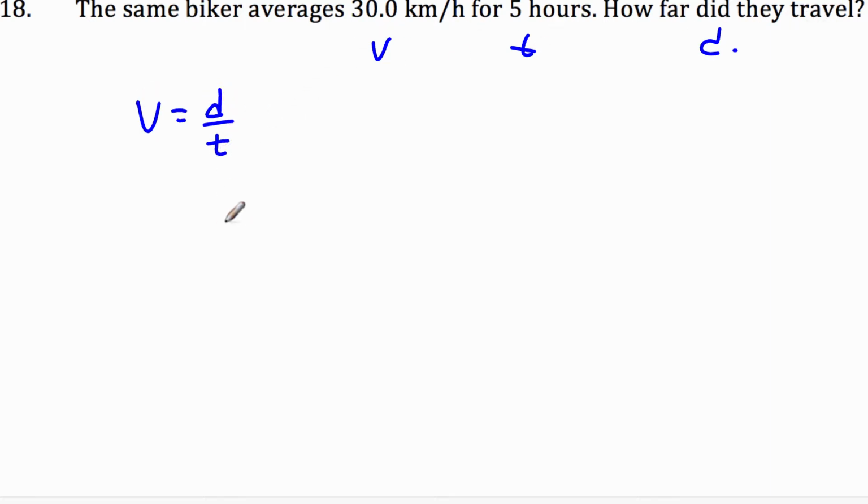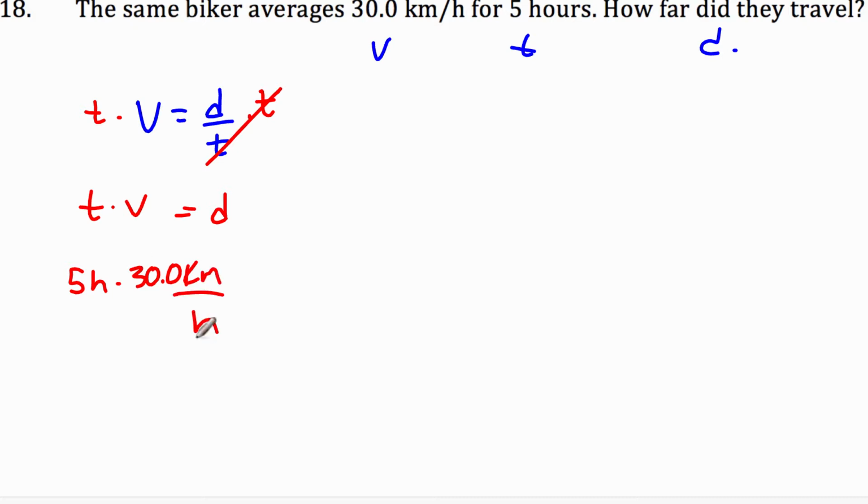So I don't want this t there. So I'm going to times this side by a t. If I do it there, I have to times it over there. T's cancel, leaving me with d is equal to velocity times time, or tV. Okay, the time is 5 hours, times the velocity is 30.0 kilometers per hour. The hours cancel, so I just have to go 5 times 30. That would be 150 kilometers.